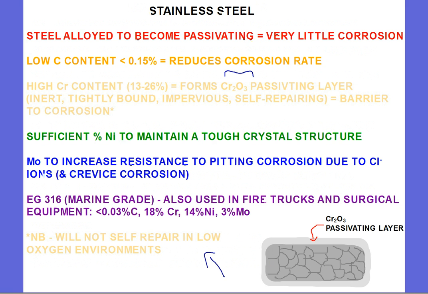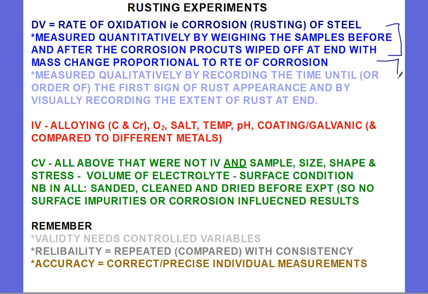passivating layer. Rusting experiments. We did a whole lot of experiments on rusting. In all of them, the dependent variable was the rate of oxidation or corrosion or rusting of the steel. We measured it quantitatively by weighing the samples before and after and finding the mass difference, and the mass difference was related to the rate of corrosion. We also qualitatively measured it by looking at the first sign of corrosion, how long until the first sign of corrosion, and also a ranking system at the end of which one was most corroded to least corroded.